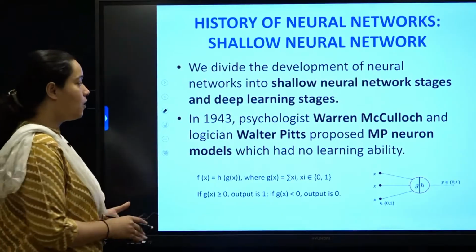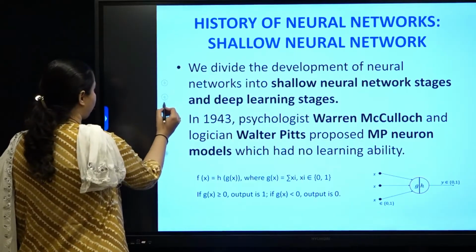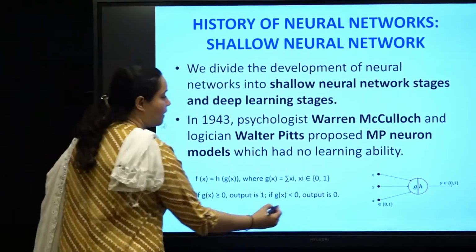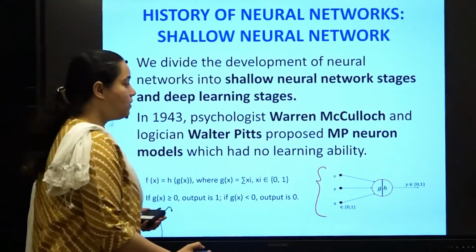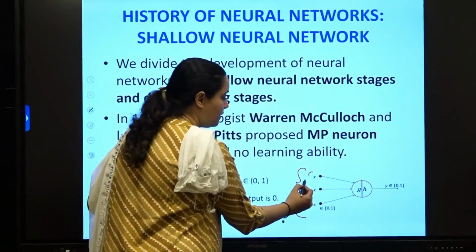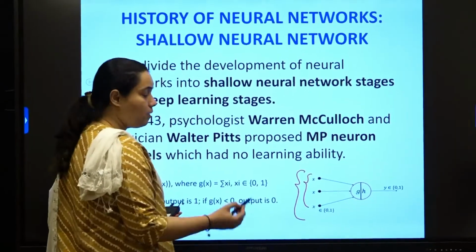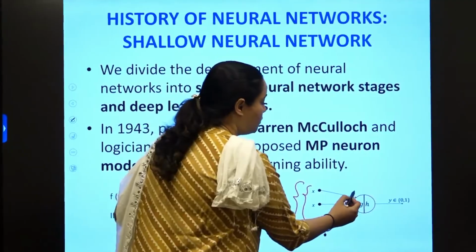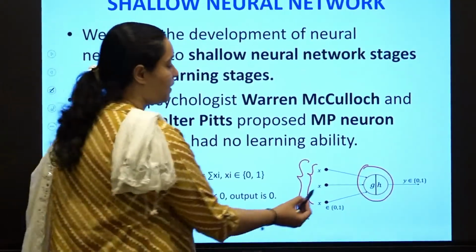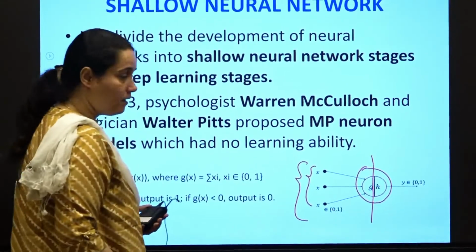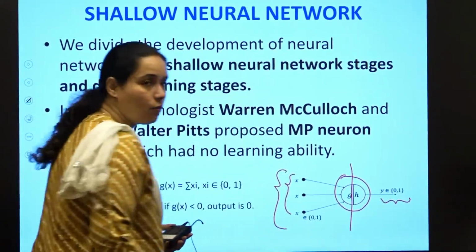Now the MP neuron model actually looks like this. Have a look here, this is the MP neuron model. What you see here is three inputs, though there can be more than three, which can take logic 0 or logic 1. Then in between you have a logical mathematical function which is divided into two halves, G and H, and then finally it gives you an output of 0 or 1.